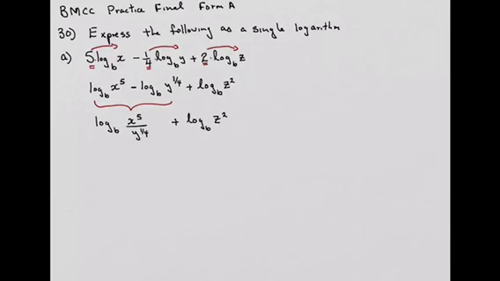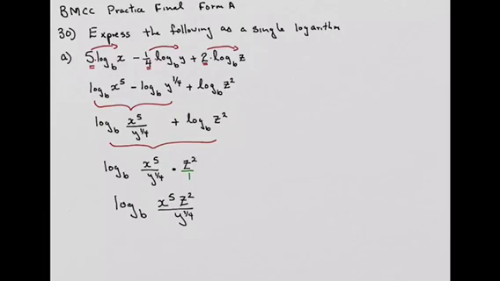Now I can use properties once again because the bases are the same, and addition came from the product property, so we have log base b of x to the fifth over y to the 1/4 times z squared. But z squared is the same as z squared over 1. So I can multiply those two fractions, and I have log base b of x to the fifth times z squared, everything over y to the 1/4.